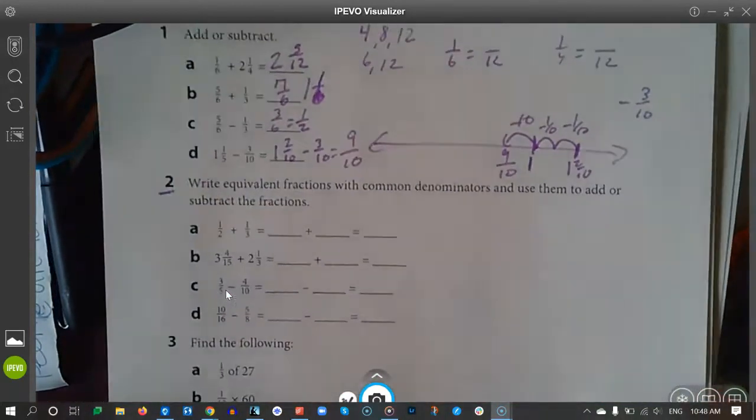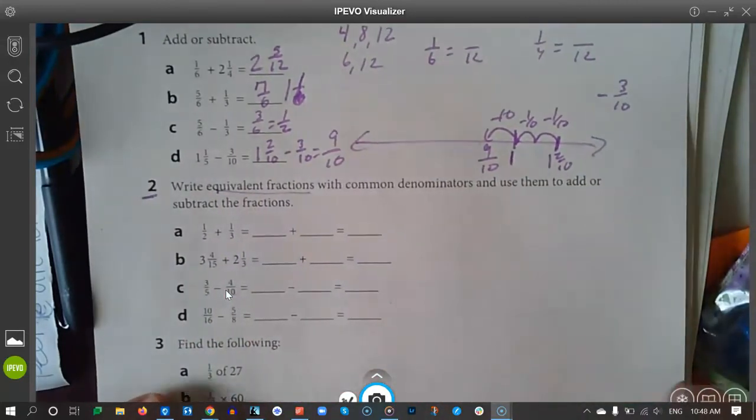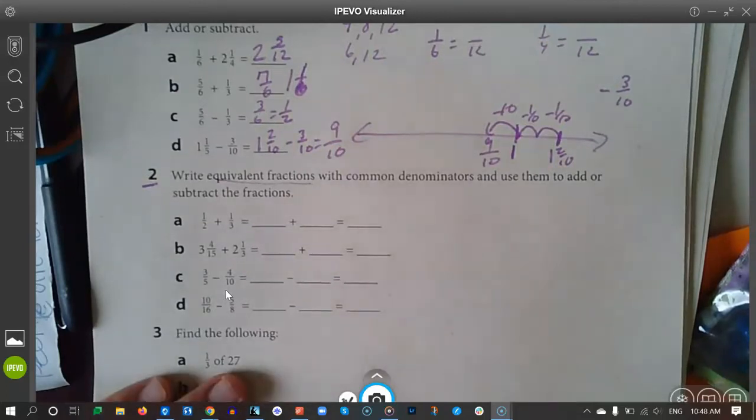Okay, number 2, 2A here. So this one we have to do equivalent fractions with common denominators. And the best one to do is the lowest common. That tells us we're thinking about stuff and not just blindly doing things.